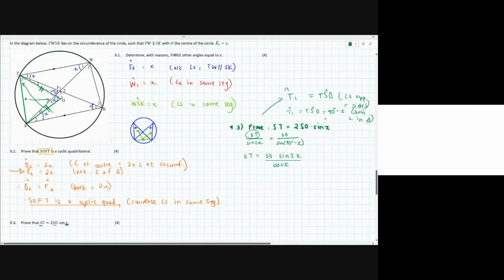Now, I don't want a cos. In what I'm trying to prove, I don't want cos. But I know that my sine double angle expands to 2 sine x cos x. And so when I now divide everything by cos x, the coses are gone. ST is equal to 2 SO sine x. Nice and easy. All right.